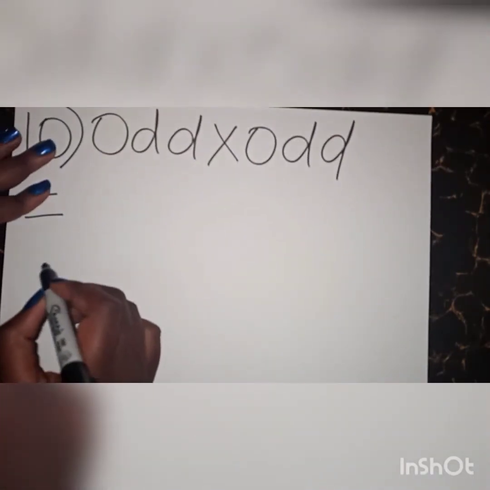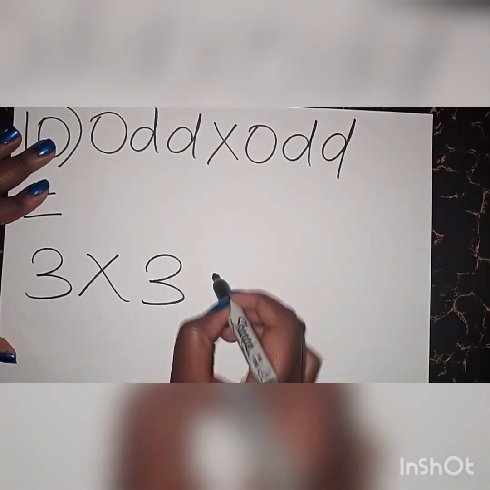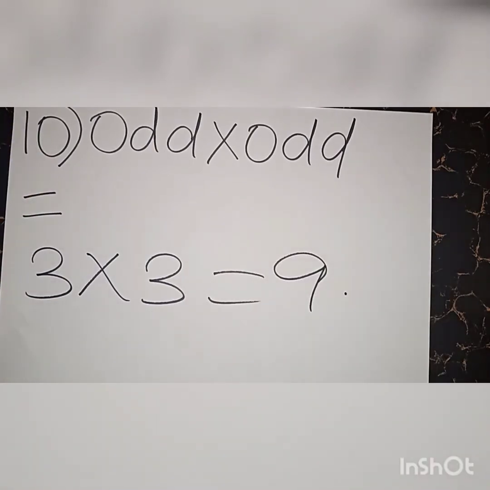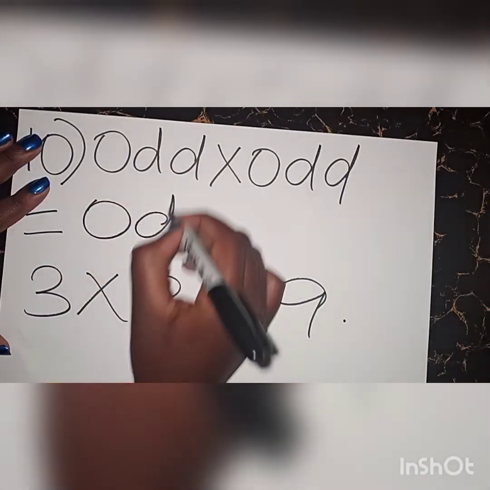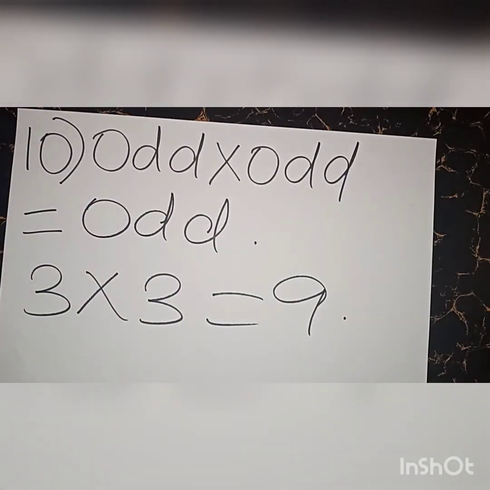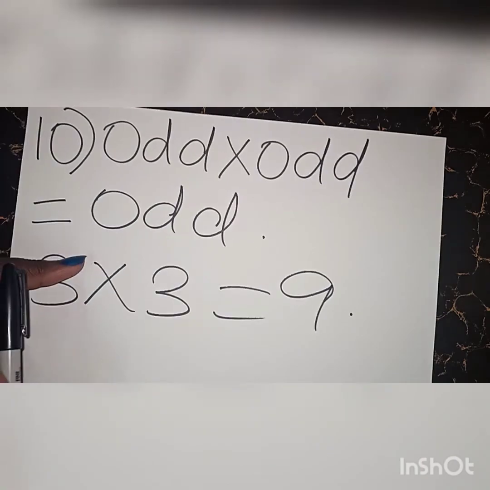Okay, so what happens when we multiply odd times odd? What do you get? Let's take a number like 3 times 3. 3 times 3 gives us 9, okay? So we can conclude that odd times odd gives us odd, okay? And if you're still not satisfied, you can try and multiply more numbers and see what you'll get, okay?